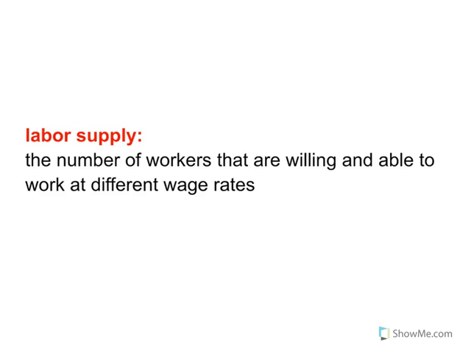Hey guys, it's Mr. Schmidt here, and in this video we're going to continue building our model of a perfectly competitive labor market by now looking at labor supply. So labor supply is the number of workers that are willing and able to work at different wage rates. Whereas labor demand represents the firm, labor supply, if we think back to the circular flow model, represents individuals or households.